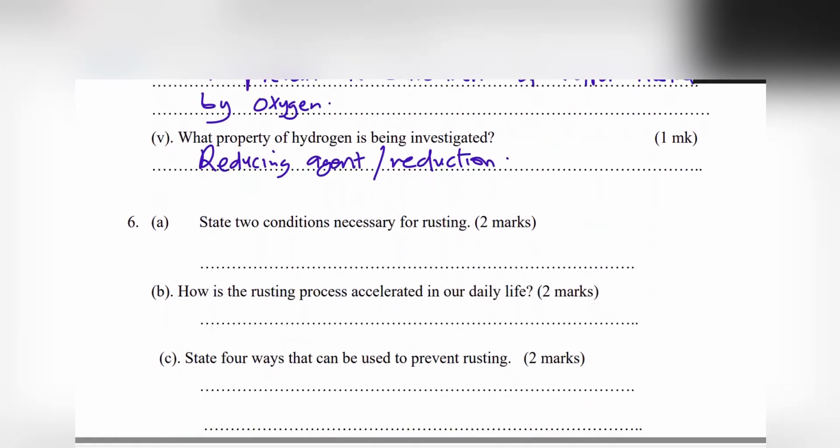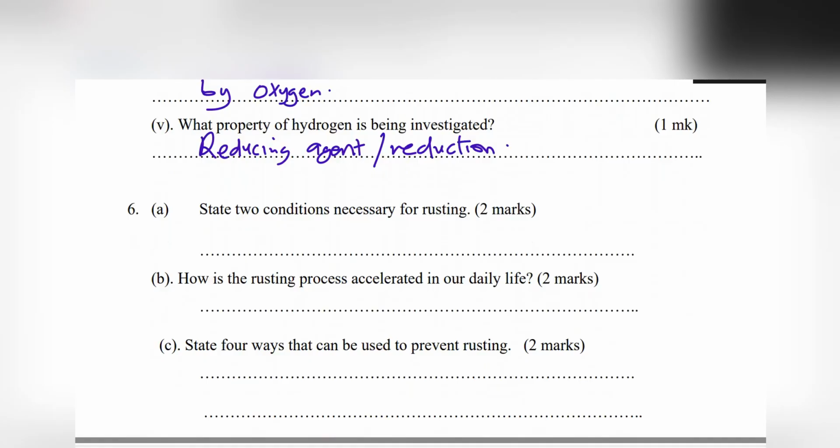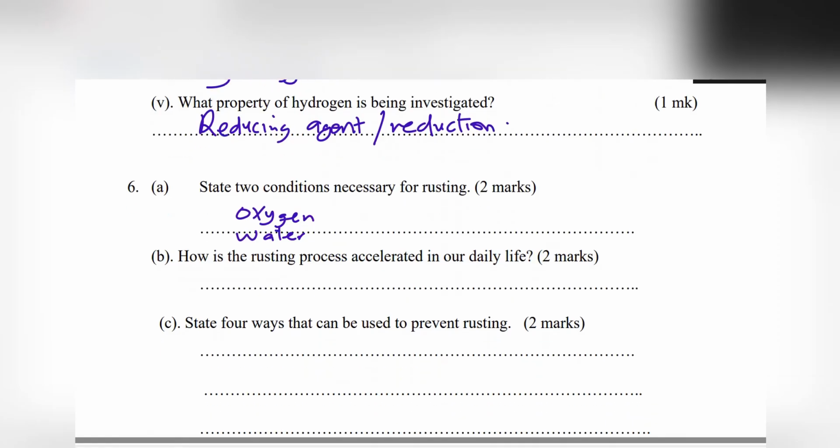Question number 6. State 2 conditions necessary for rusting to occur. Rusting occurs because of the presence of oxygen and also water. Whenever oxygen and water are present, then iron will rust.